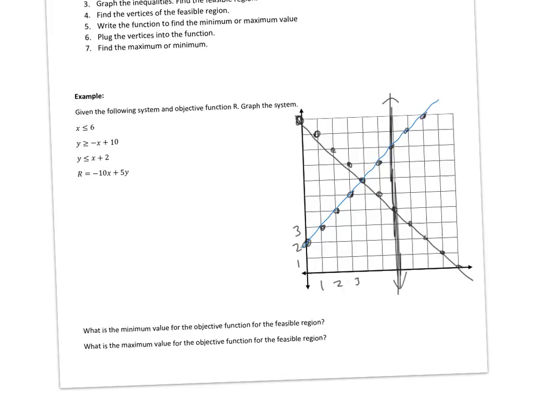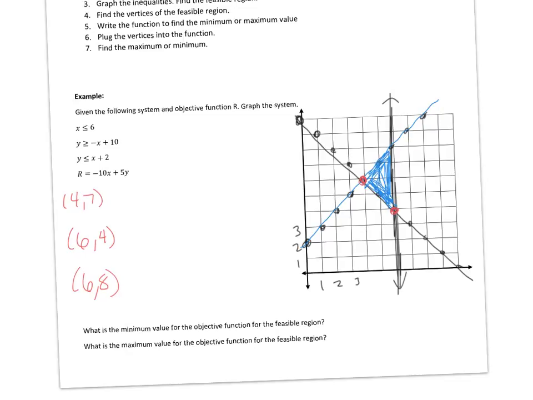So we're looking at a space that is less than the vertical line, greater than this line, and less than the blue line I just drew, and we're looking at this space right here. Now that is going to be our feasible region. And so within that feasible region, we're looking at the vertices. So we're looking at the point 4, 7, 6, 4, and 6, 8.